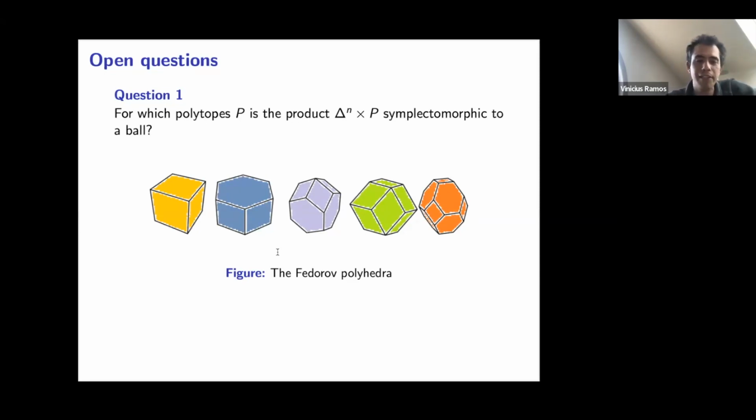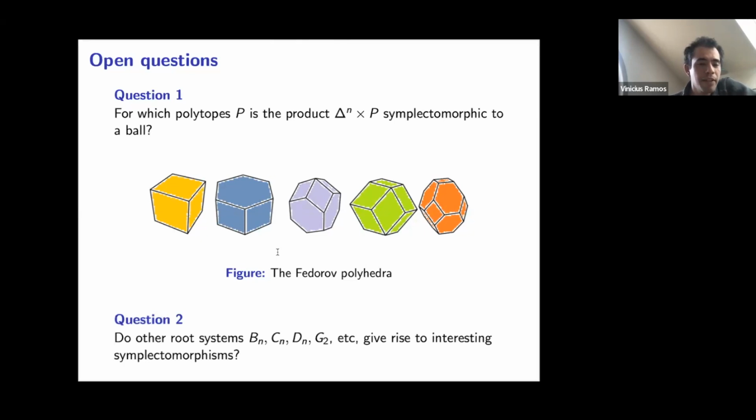And the second question is, do other root systems, so it's well known that the Toda Lattice is related to the root system A_N. So what about other root systems? Do they also give rise to interesting symplectomorphisms? And I think the answer to this question is yes and no, but I'm happy to discuss that more if anybody is interested in it.